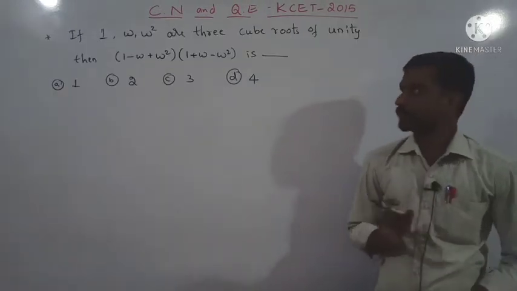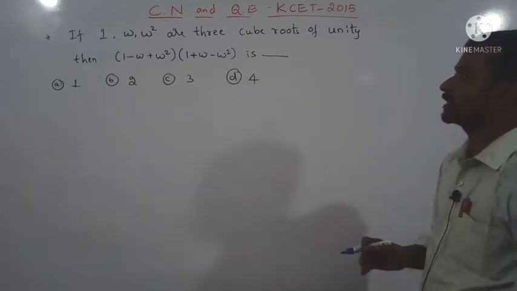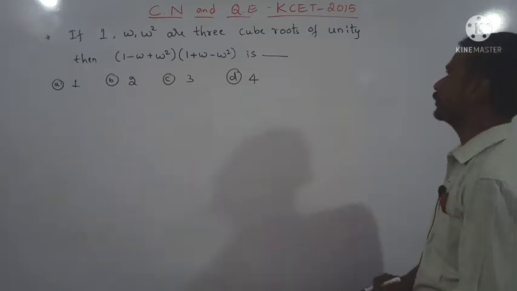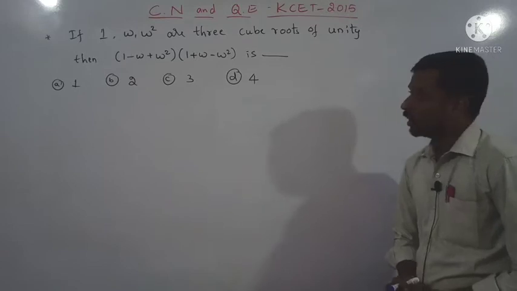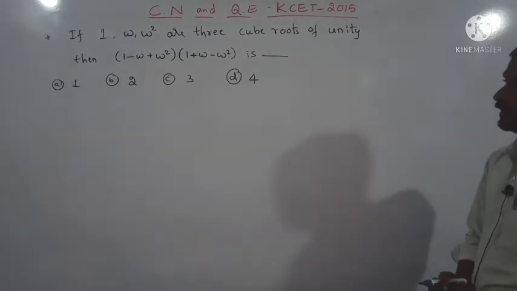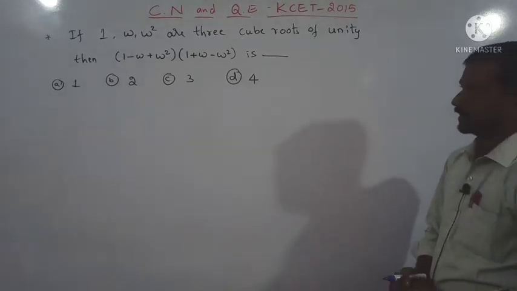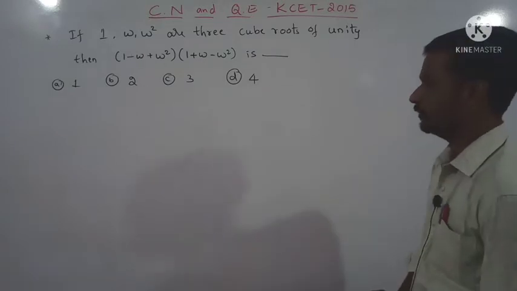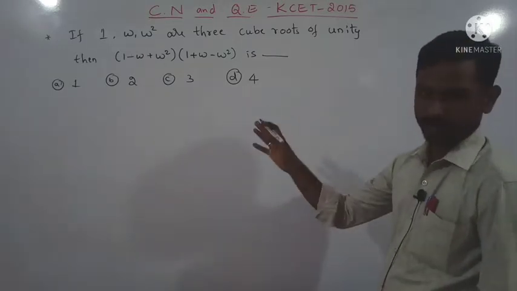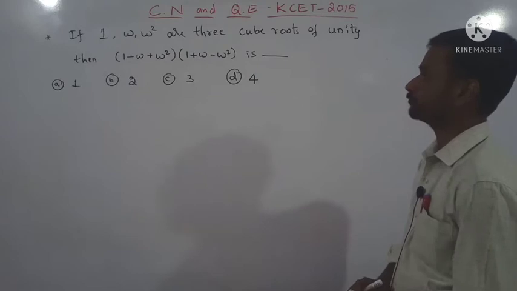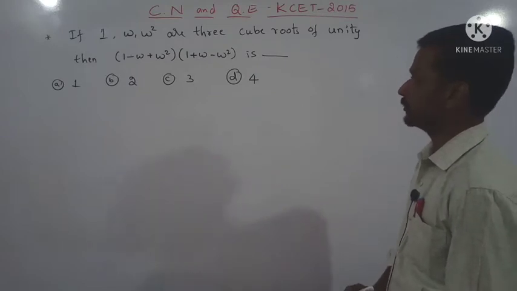The next question is, if 1, omega, omega square are 3 cube roots of unity, then 1 minus omega plus omega square into 1 plus omega minus omega square is, the first option is 1, second option is 2, third option is 3 and fourth option is 4. So these 4 are the options.